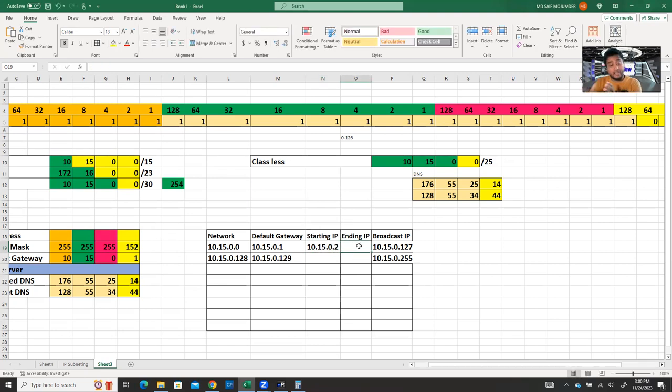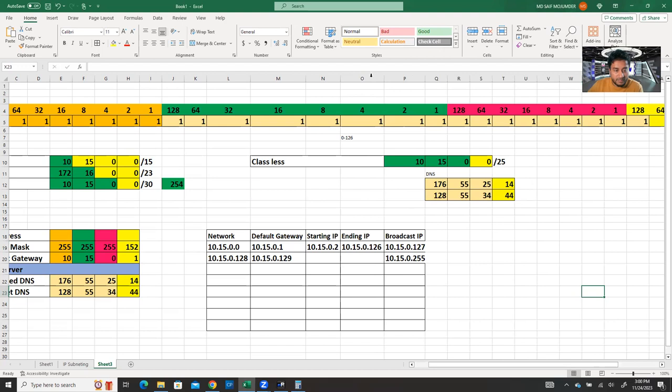And what should be your ending IP on this subnet? The ending IP, easy way you can calculate: the previous number of your broadcast. So it's going to be 126, right? Like this, 126. So the previous number of your broadcast is your ending IP. So that means you can have usable IP addresses with this network. Starting and ending IP means that they are usable. That means you can assign those IPs to your devices. So that means usable IPs starting from 2, that means 2, 3, 4, 5, 6, up to 126.